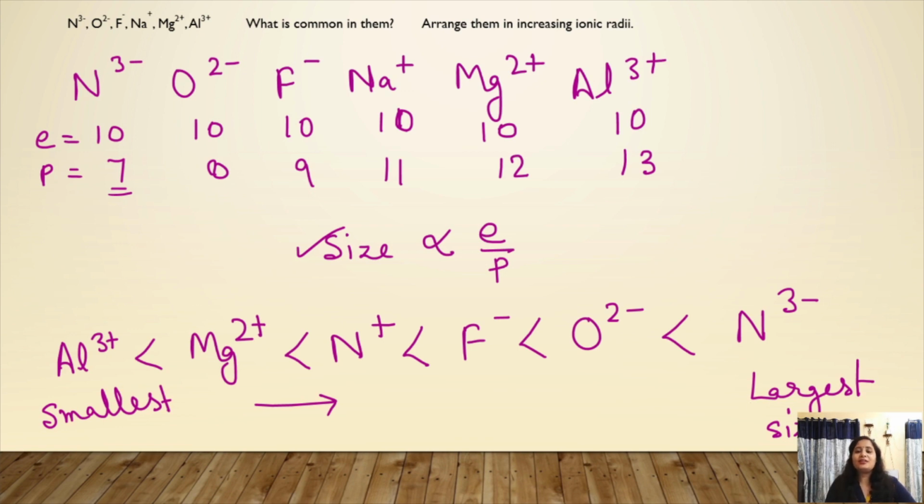Understand the concept, understand the isoelectronic species, and understand the concept of how to arrange them. So hope you guys understand this video and concept how to arrange any of the given isoelectronic species according to their number of protons and electrons. As the electrons are same in the case of isoelectronic species, we need not worry. Only the point we need to consider is number of protons.